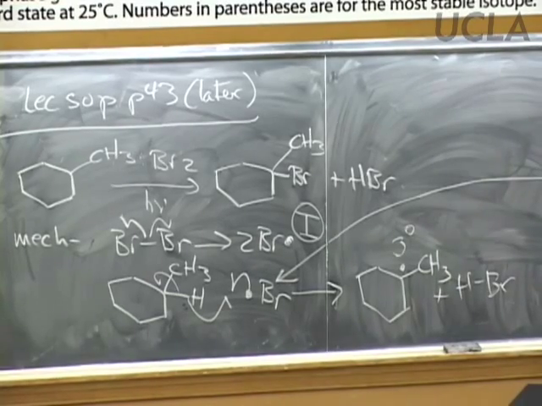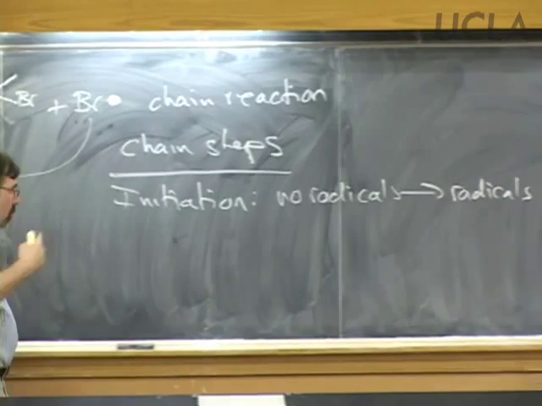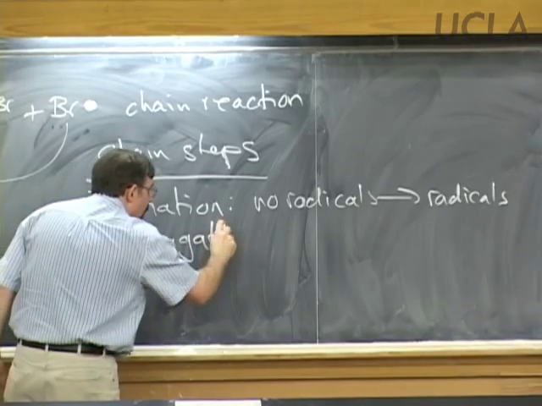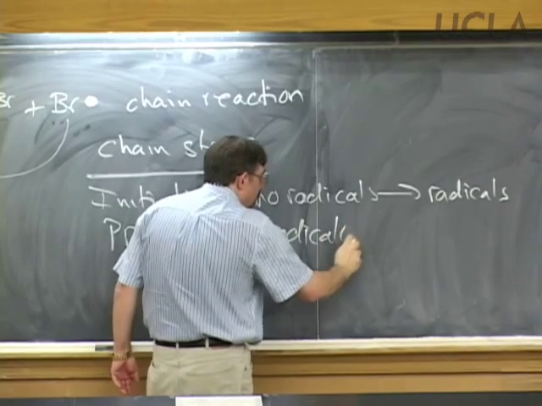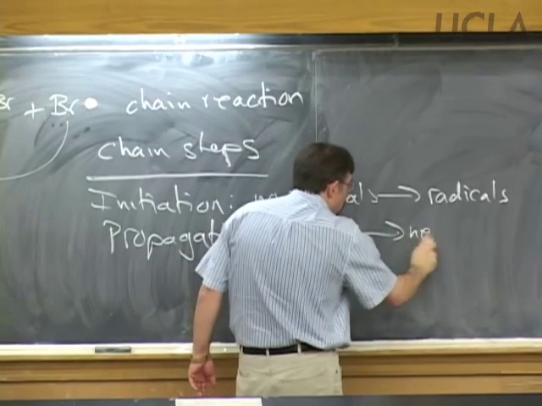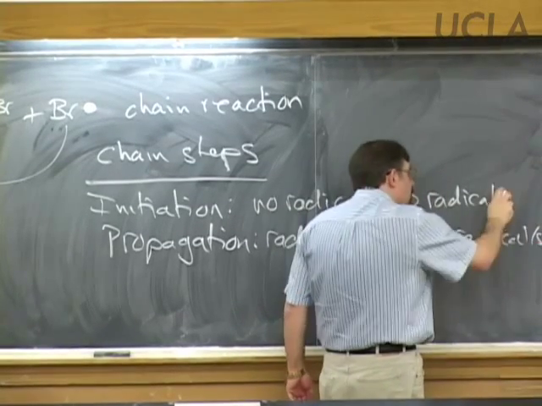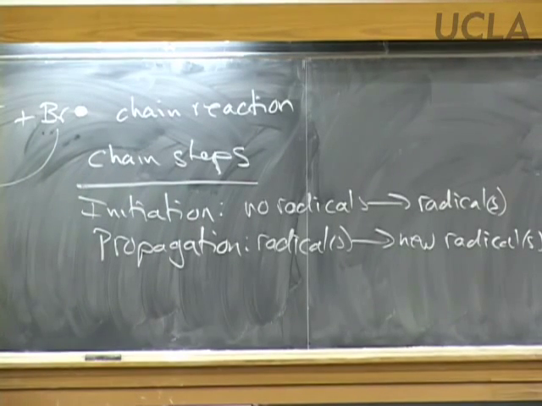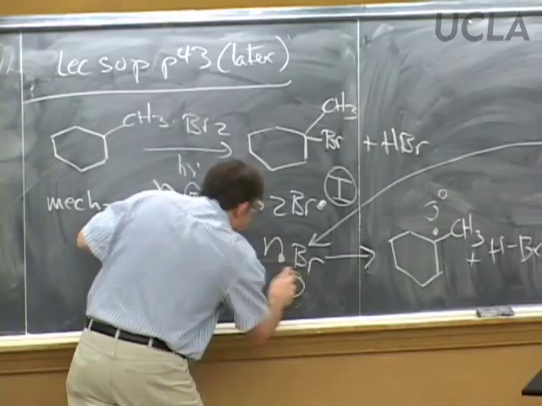Then we have steps in which the chain, the radical, so to speak, is passed from one generation to the next. We call these propagation steps. And propagation steps are where we start with a radical, or one or more radicals, and we end up with new radicals. So any step where we start with radicals, it produces radicals. That would be a propagation. So the step where the bromine atom takes a hydrogen away from methyl cyclohexane, that is a propagation step.